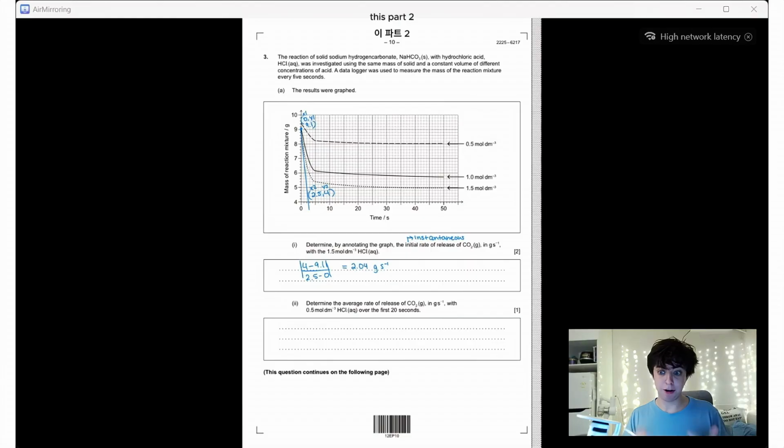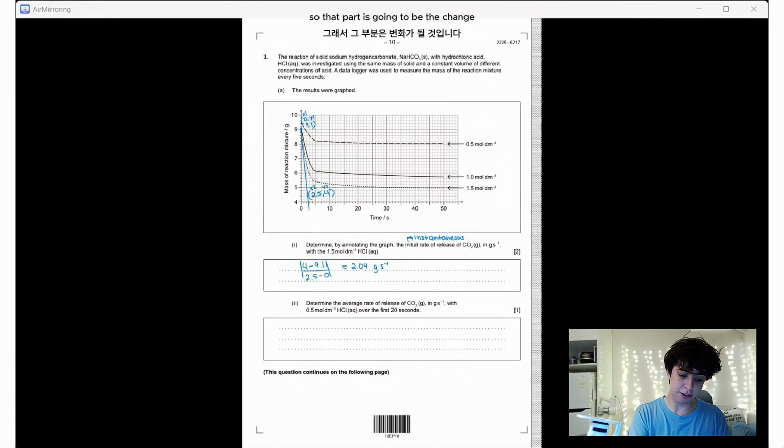Anyways, this part 2 is going to be determining the average rate of release. So that part is going to be the change.